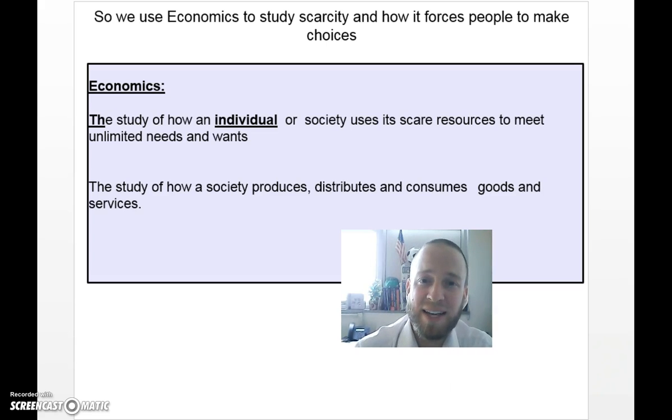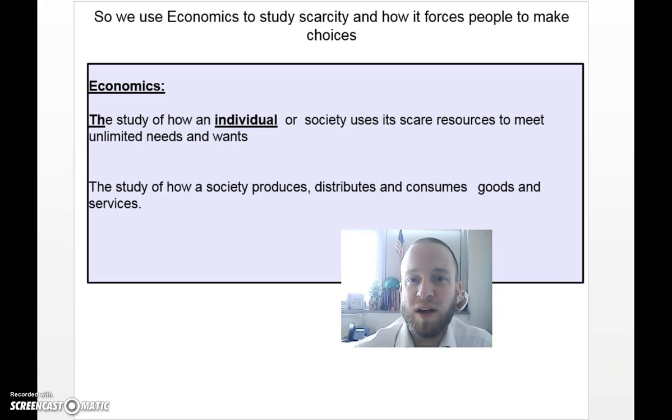So here you can see the textbook definition of economics is really twofold. First part is the study of how an individual or society uses its scarce resources to meet unlimited needs and wants. The idea of scarcity is that everybody has to choose. How will we use our time? How will we use our money or our energy? Because none of those things are unlimited. The second portion of it, and you'll see this sometimes, it says economics is the study of how a society produces, distributes, and consumes goods and services. Both of these are going to be important for understanding economics and the major ideas in it.